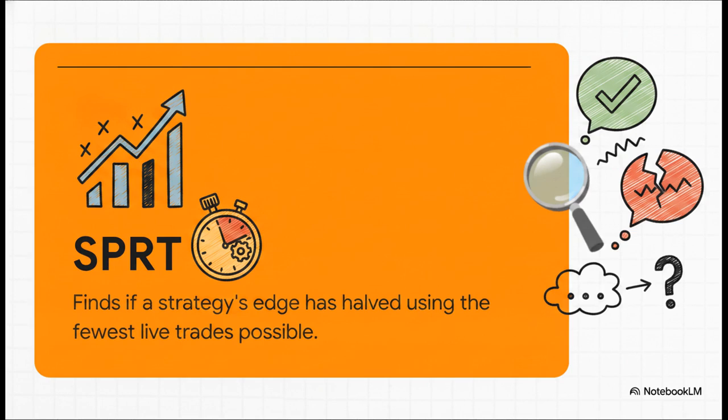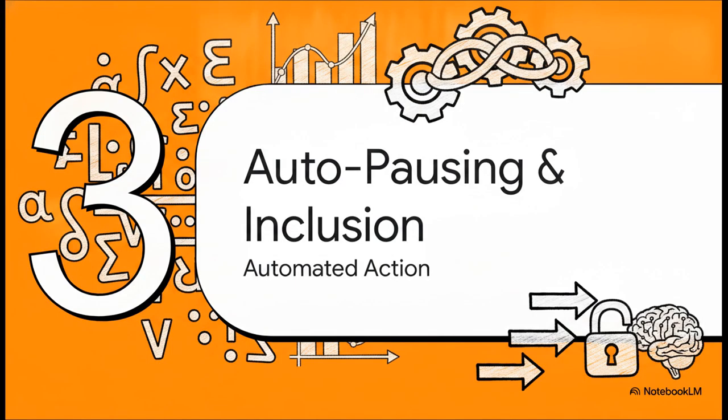It constantly compares two hypotheses, the edge is intact versus the edge is halved, and crucially, it's totally fine with outputting, "Hey, not enough data yet," and keeps trading until it reaches absolute statistical certainty. All right, Section 3, Auto-pausing and re-inclusion.